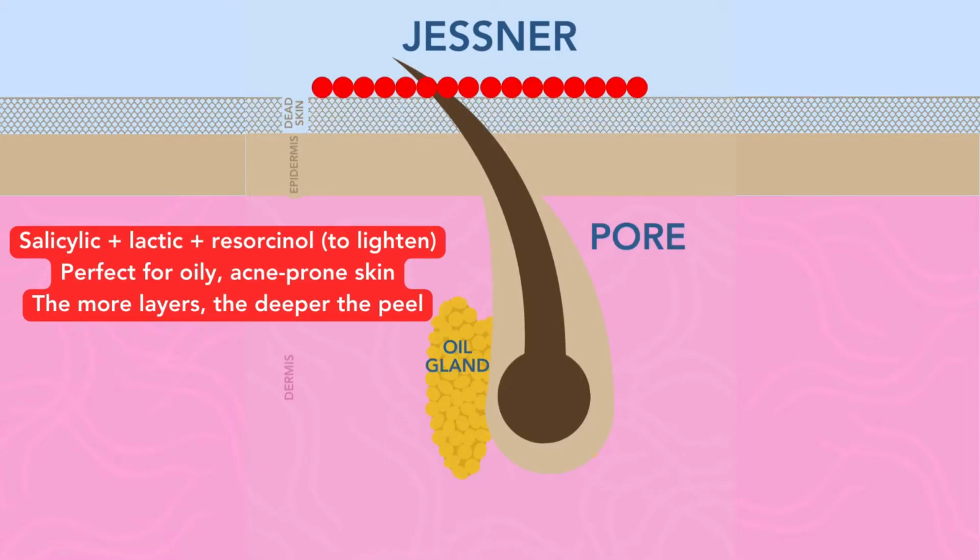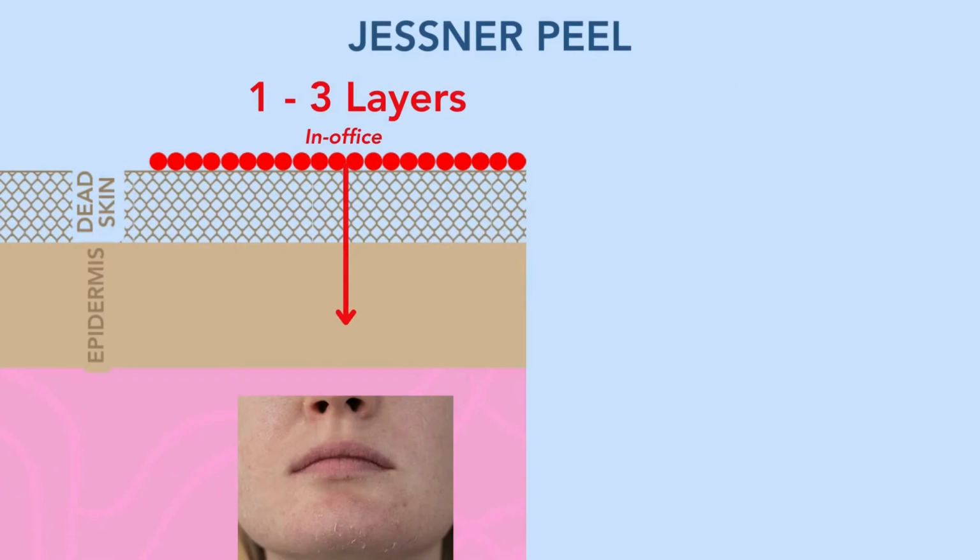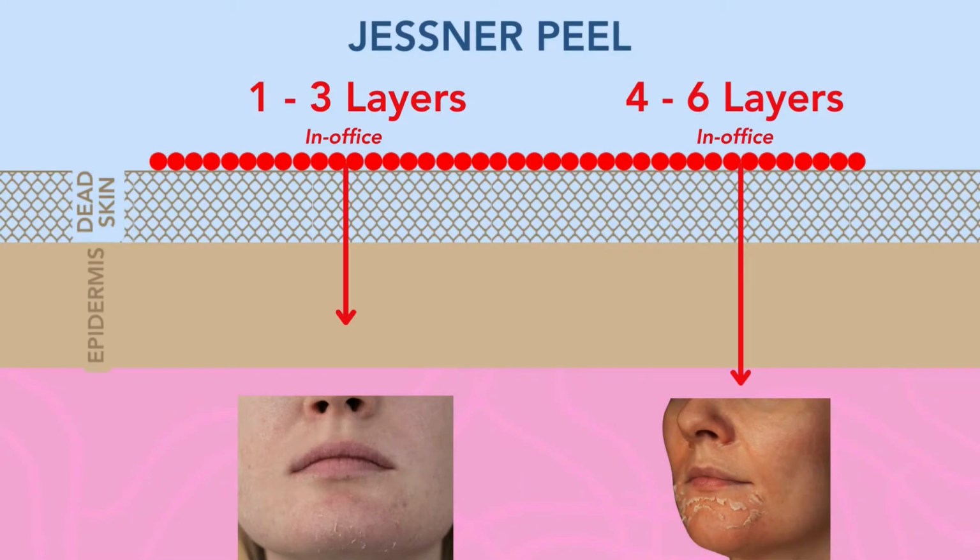The next peel is a trick because it's 2 different acids in one, and we call it a Jessner peel. So a Jessner peel has both salicylic acid and lactic acid. A traditional Jessner peel also has resorcinol, which is an ingredient that lightens, but you can also get a modified Jessner peel, which can combine other ingredients in as well. The salicylic acid makes this perfect for oily or acne-prone skin, and the lactic acid is helpful to lighten areas of the skin. The Jessner peel is applied in layers, so if you have between 1 and 3 layers, that's considered a superficial peel because it goes into the epidermis. If you have 4 to 6 layers, that is considered a medium depth peel because it goes into the dermis.